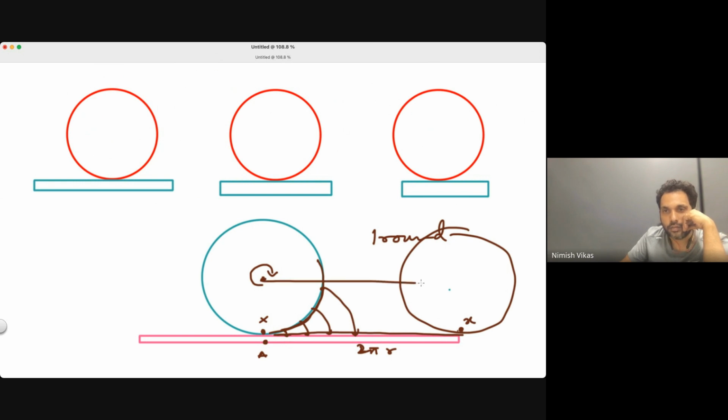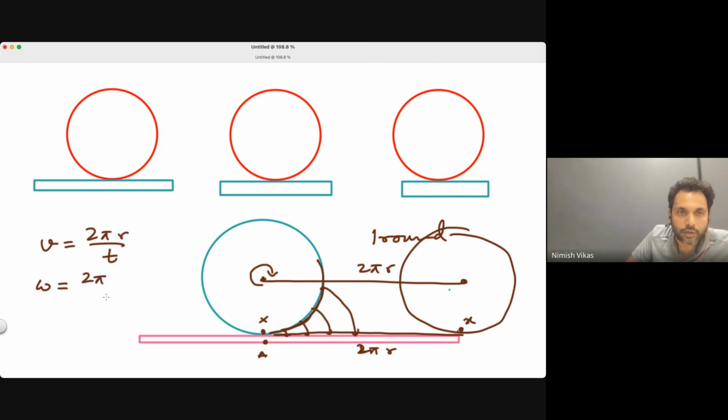So the center of mass would have gone forward by 2 pi r if one round is taken. If it happened in t time, then the velocity will be 2 pi r by t. Angular velocity is how much angle is covered, which is 2 pi, one round in t time. So velocity is angular velocity into r, for pure rolling. That I hope is clear for everybody.